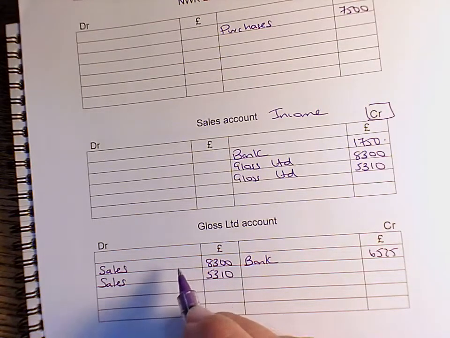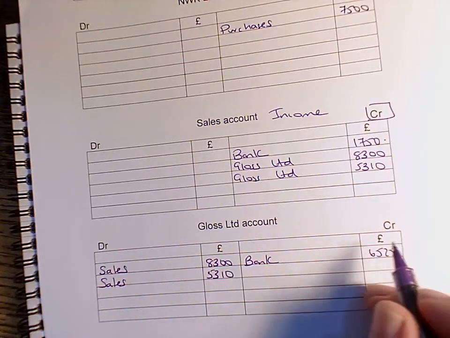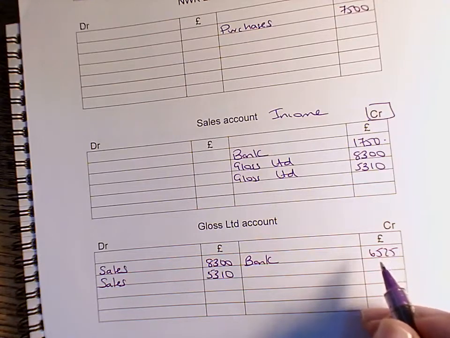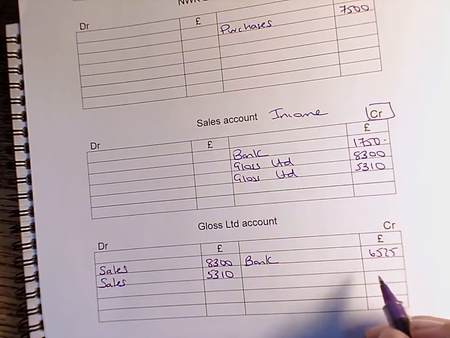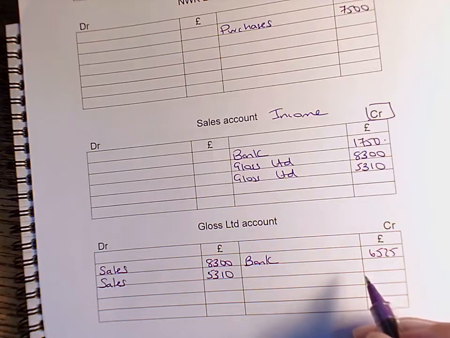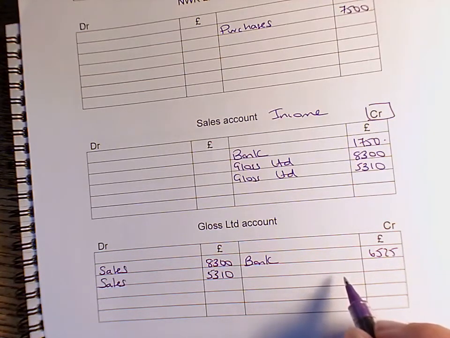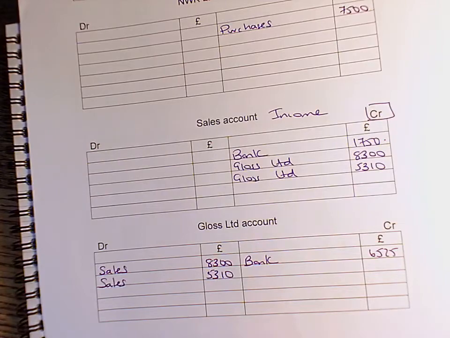So on the debit side, we've got the stuff we've sold to them, and on the credit side, we've got the money that we've received from them. On the credit side, we might also have discounts. If we've given them any discount for prompt payments, so cash discounts would go in there as well. And any goods that they've returned to us, so if we had sales returns inwards, then they would be credited to the Gloss Limited account, debited to returns inwards.